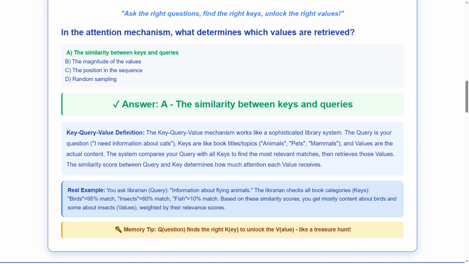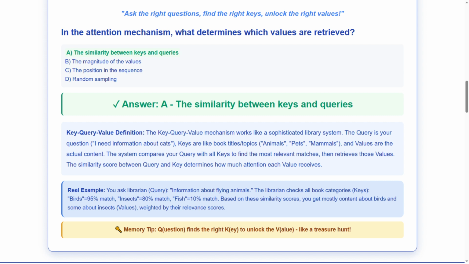The system compares your query with all keys to find the most relevant matches, then retrieves those values. The similarity score between query and key determines how much attention each value receives. This creates a smart information retrieval system.